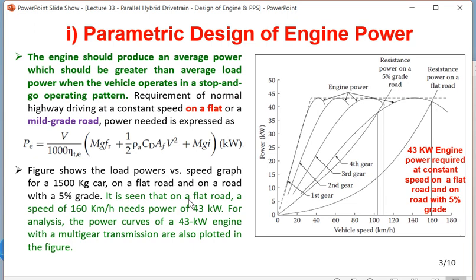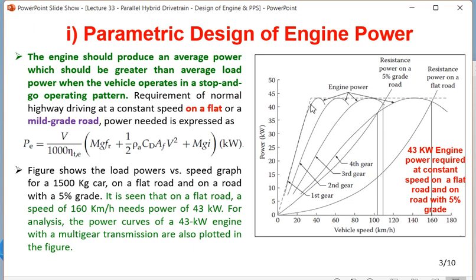So it is seen that on a flat road, a speed of 160 kilometer per hour needs power of 43 kilowatt. That means this 160 kilometer per hour, you project up and then take on the y-axis, you will find that the power required is around 43 kilowatt. The power curves of the 43 kilowatt engine with a multi-gear transmission are also plotted in the figure. So you are finding engine power curves 1, 2, 3, 4. The engine peak power is the same, but that peak power is produced for every gear at a higher speed.